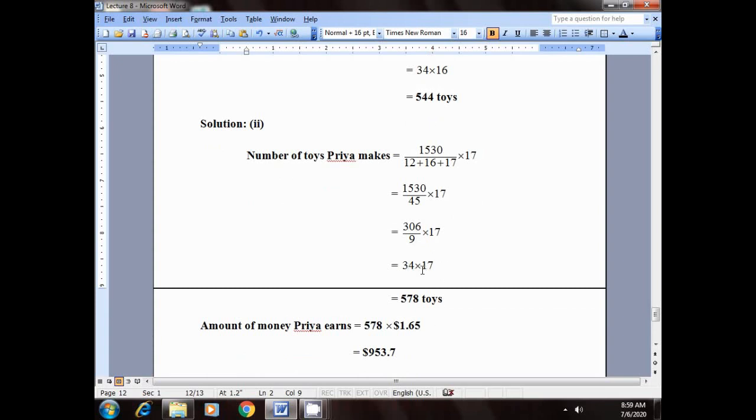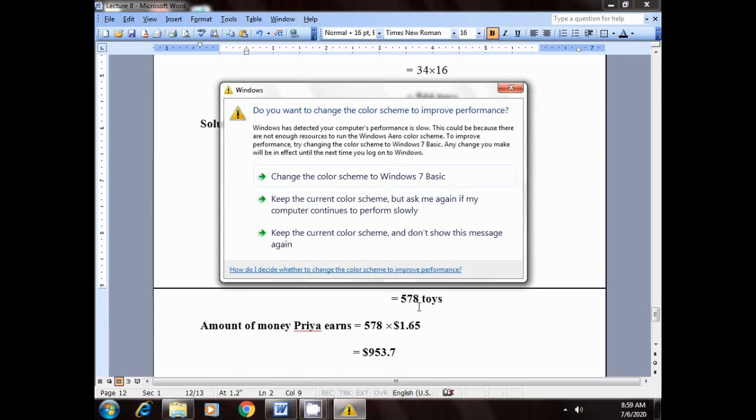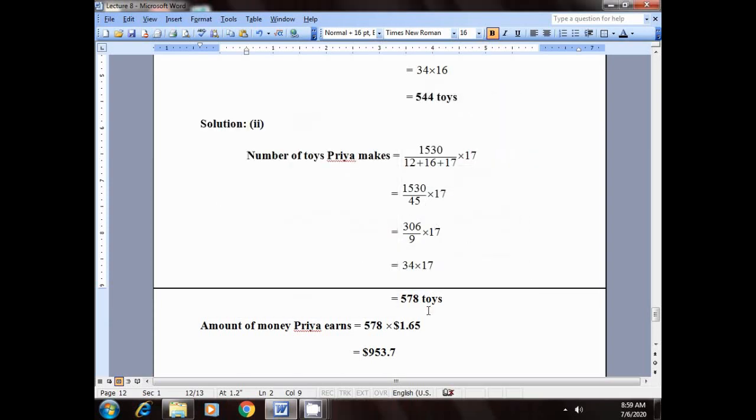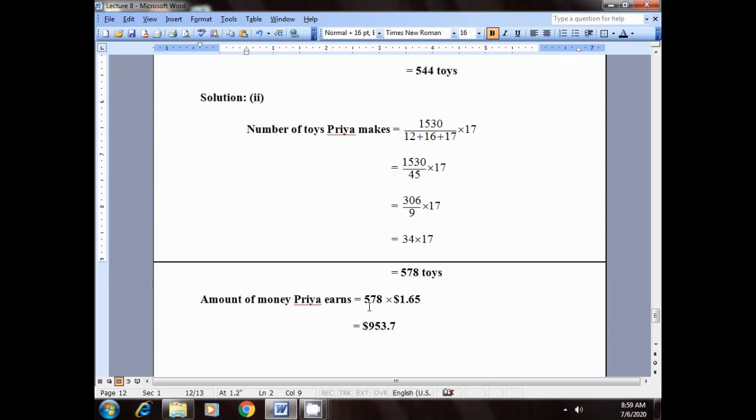Now we have been given the price of each toy. So if we multiply this total number of toys by $1.65, that will be the total earning of Priya. So let's multiply these two numbers. Amount Priya earns is the total number of toys 578 multiplied by the price of each toy, which is $1.65, and their product is $953.7, which is the amount of money Priya earns, $953.70.